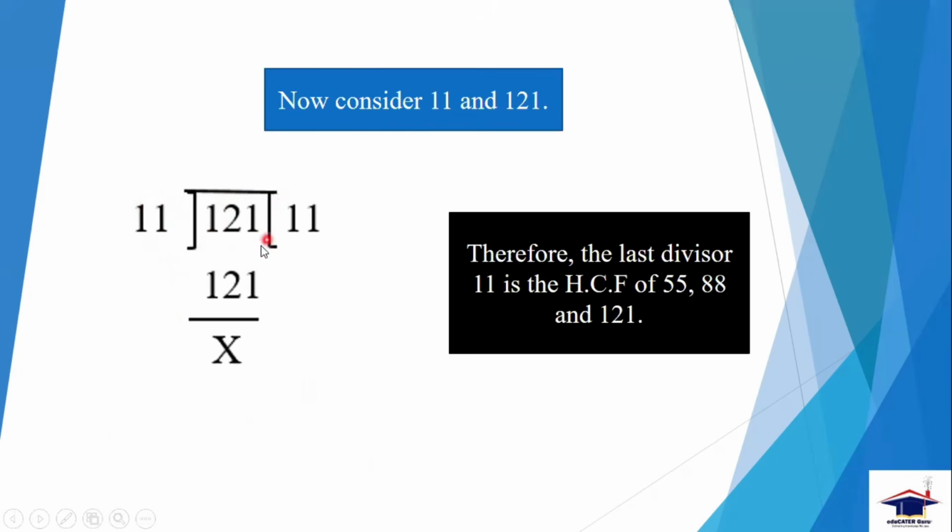Among these, 121 is the biggest number. Hence, it is divided by 11. 11 elevens are 121. It becomes 0. Hence, here also before 0, the last divisor is 11. In the previous slide also, the last divisor was 11. Therefore, the last divisor 11 becomes the HCF of 55, 88 and 121.